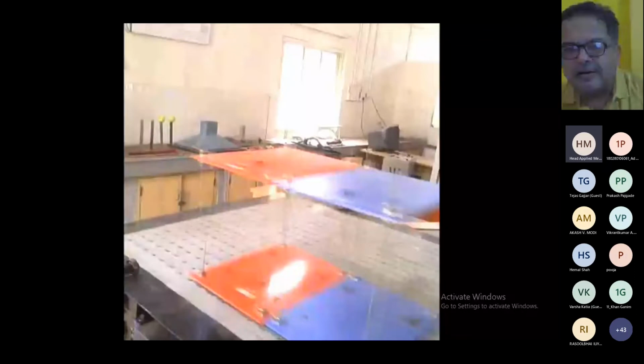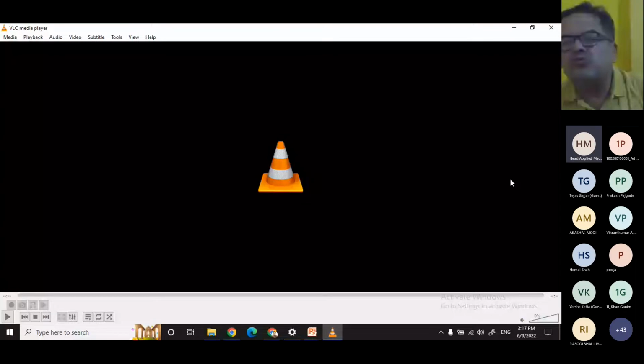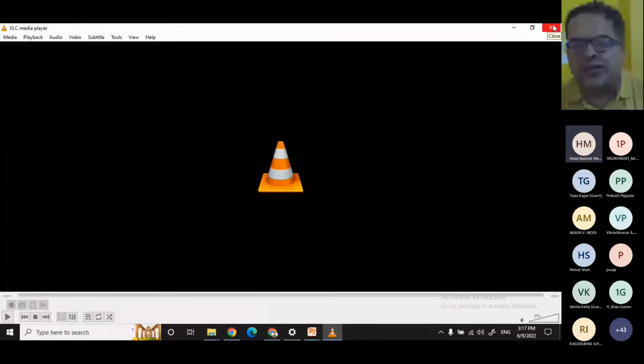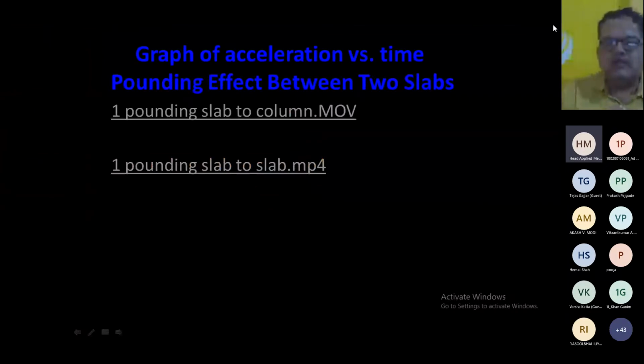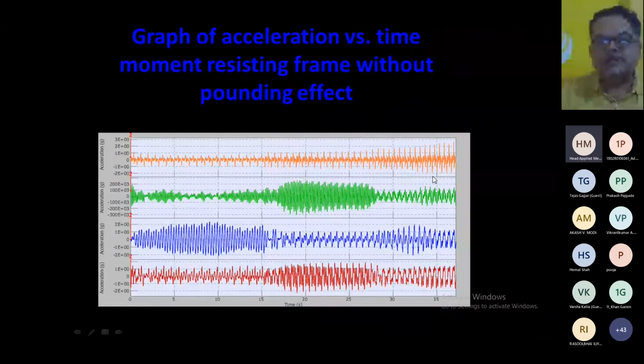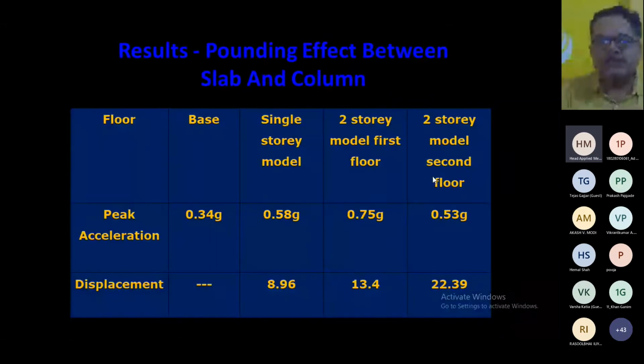But out of these two cases, slab is hitting the column and slab is hitting the slab. The slab hitting the column is the worst case scenario because we haven't designed for it. Here, there's definite impact, but this impact is going to transfer to all the four columns, right? While in the earlier case, when the impact took place, it is transferred to only two columns. So out of slab to slab pounding and slab to column pounding, slab to column pounding is worst, right?